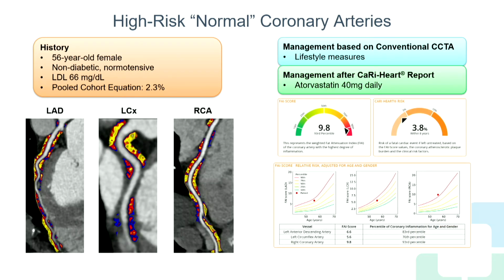Then you get your Cari Heart report. Yellow is okay, red is Houston, we have a problem, and blue is code blue. It is a little advanced level of badness. So this person, the FAI score was about in the 93rd percentile at 9.8, and the 8-year risk is 3.8%. So in a 56-year-old, otherwise healthy female, this is a problem, I would imagine. The vast majority of 56-year-old females would think this is a problem.